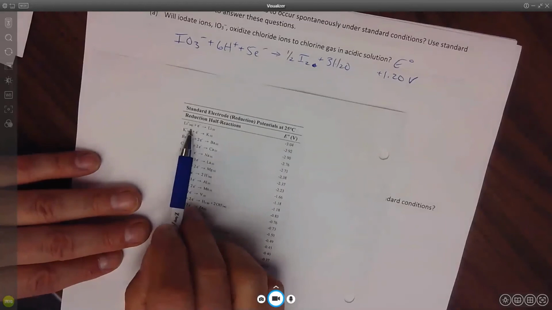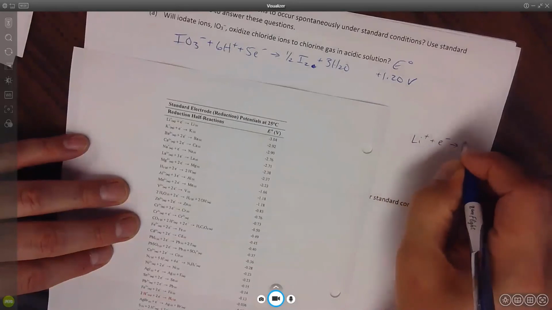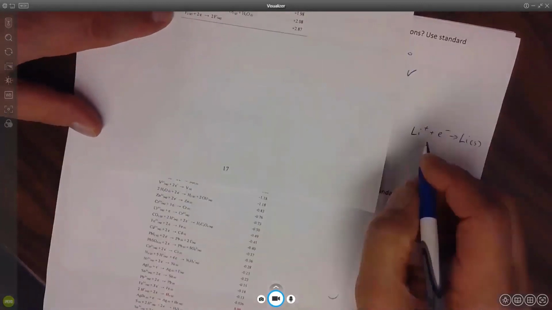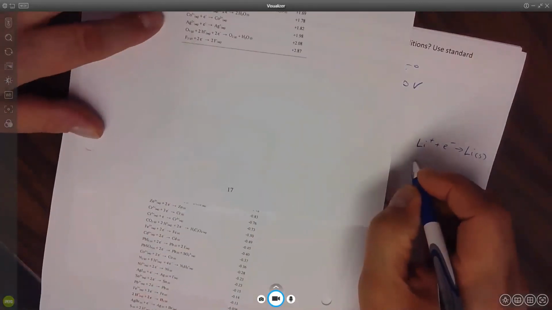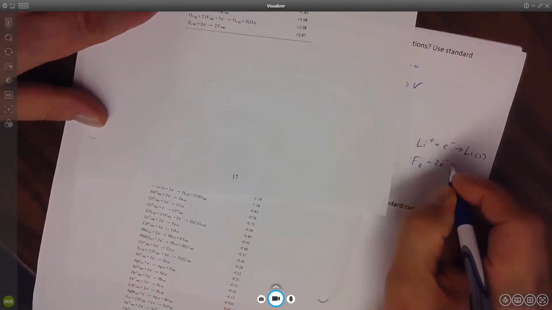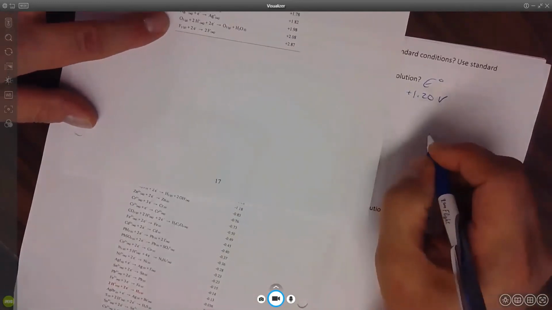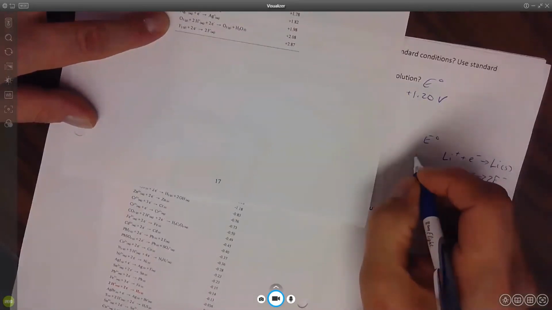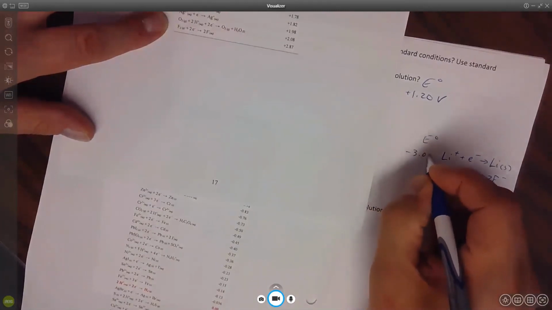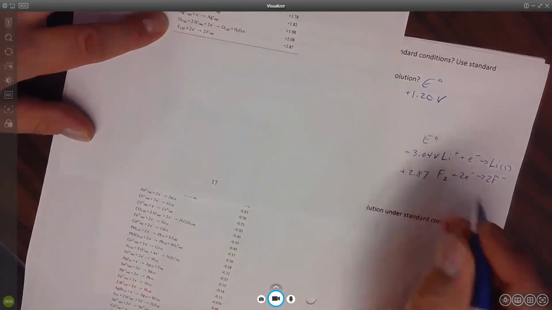Well, there's the lithium, right? Lithium goes to lithium solid. And then at the very other extreme, we have fluorine. Oh, shoot, I wanted to leave room for this. So the reduction potential for these, for the lithium, it was negative 3.04 volts. And for the fluorine, it is positive 2.87 volts.